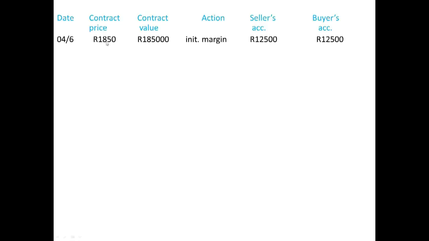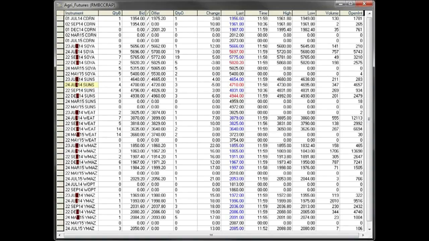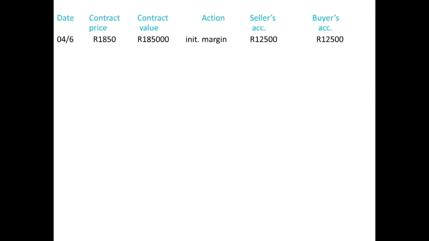So the closing price, for argument's sake, is 1,850. Let me just go back a little bit and see what the closing price was for June, just to double check. But I took that as an example. Sorry, where's white maize? June white maize closed at 1,855. So it's pretty close to the 1,850 that I took for the day. Okay, so that is the closing price, the contract price.